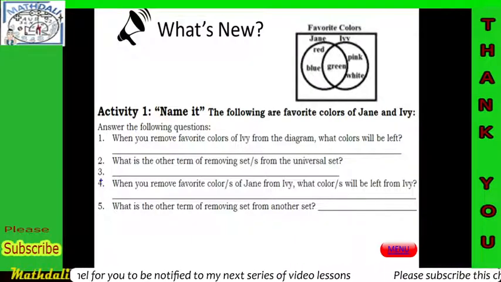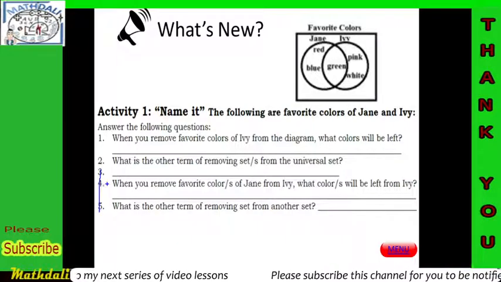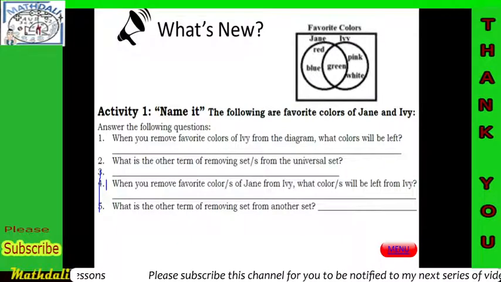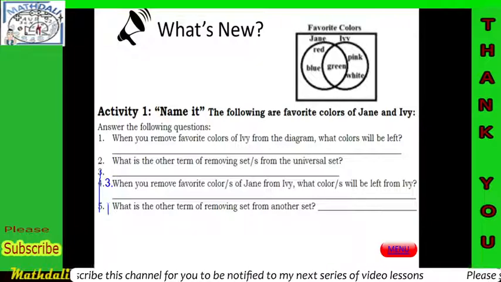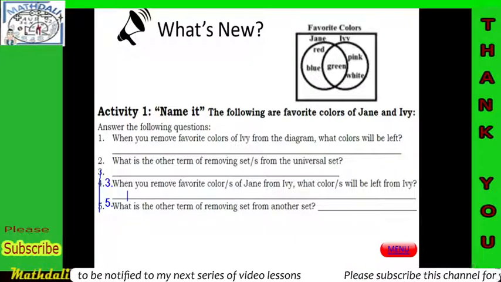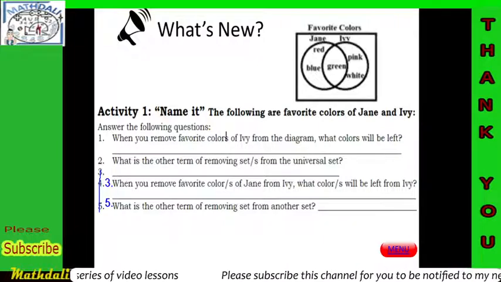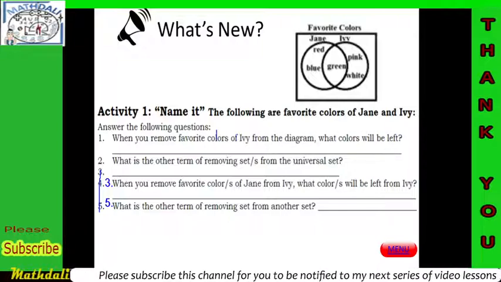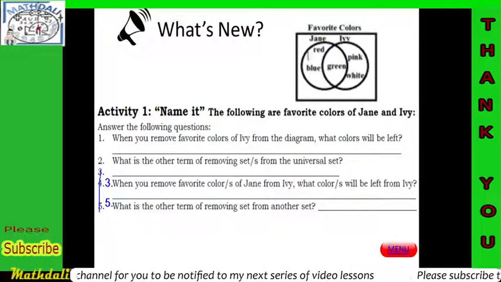Pero bago yan, pakiayos lang yung numbering natin dito. Pakipalitan na lang tong 4, gawin ninyong 3. Okay, then ito naman, gawin nating 5. Now, let us have number 1. When you remove the favorite colors of Ivy from the diagram, what colors will be left? Kung tinanggal ninyo yung mga favorite colors ni Ivy dito, ano yung matitira dito sa diagram?